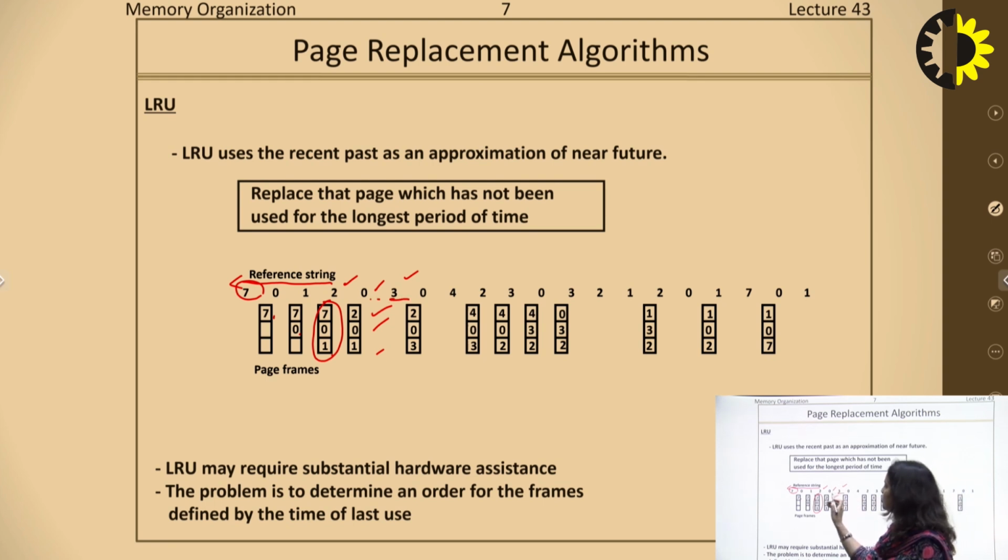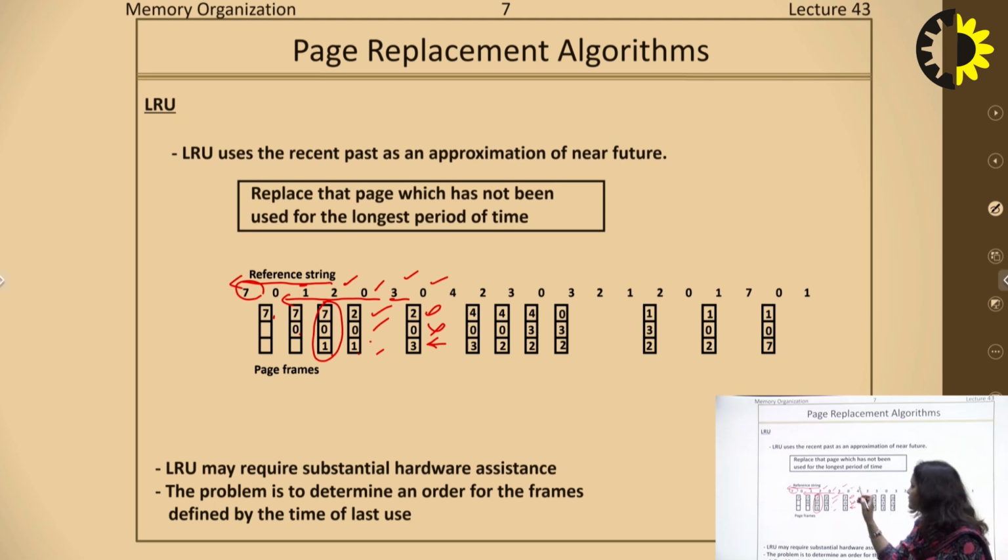We will again look into the past. 0 is closest to 3, so 0 cannot be replaced. Then we have 2; 2 also cannot be replaced, because 2 is also near. Then we have 1. So 1 is farthest from 3, and that's why 1 will be replaced. We insert 3 in place of 1. Similarly, we will proceed with the rest of the string.